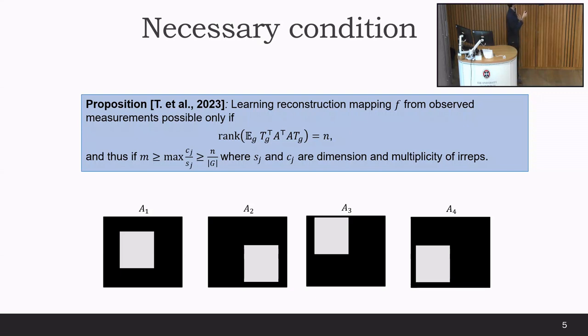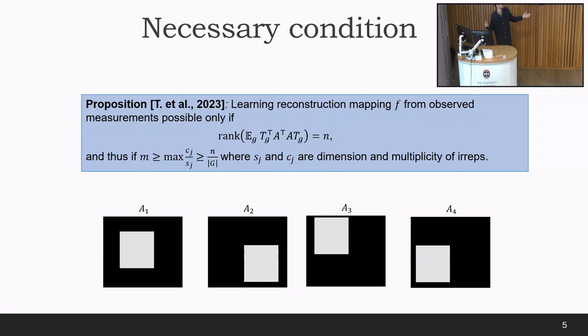We have a certain fixed mask A1, and then when we consider all the transformations, we'll get its translated versions, and when we sum over them, we should cover the whole space. We shouldn't have any hole. If we do some linear representation theorem, we can get some bound on the number of measurements per operator that we need, which is basically n over the number of elements in the group.